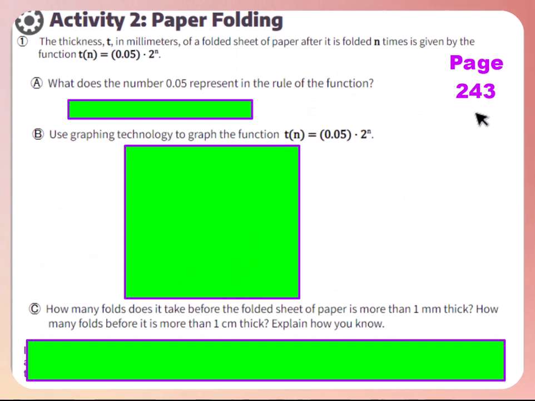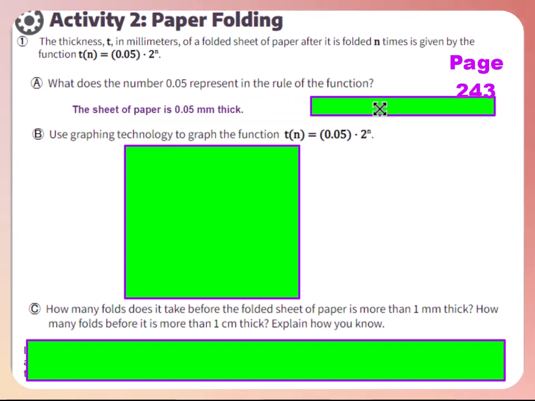All right, page 243, we're going to talk about paper folding. The thickness in millimeters, we'll call that T, of a folded sheet of paper after it's folded n times is given by this function. T of n equals 0.05 times 2 to the n, because every time we fold the sheet of paper over, we're doubling the thickness. So n is your x, or time, your input. What does the number 0.05 represent? That's the initial amount.